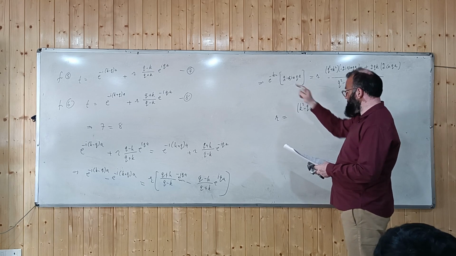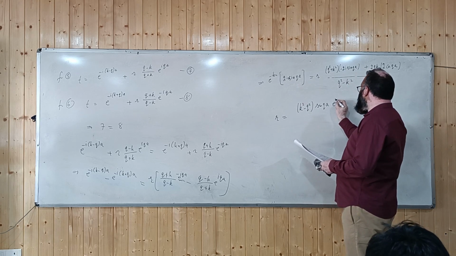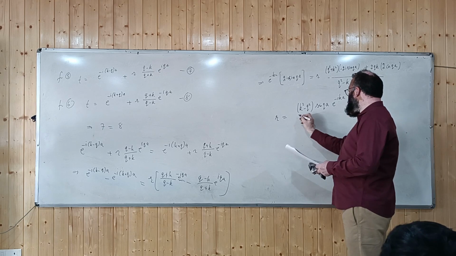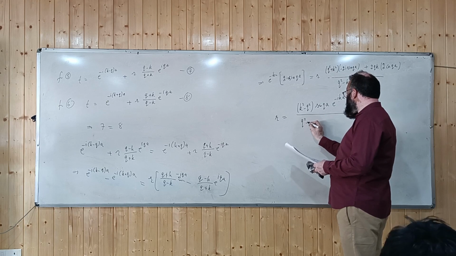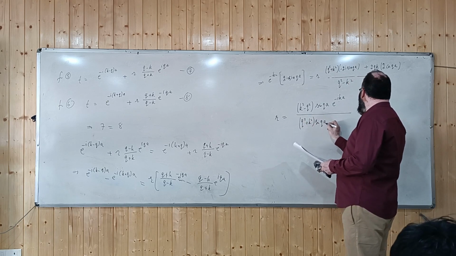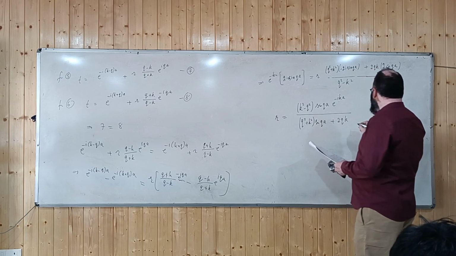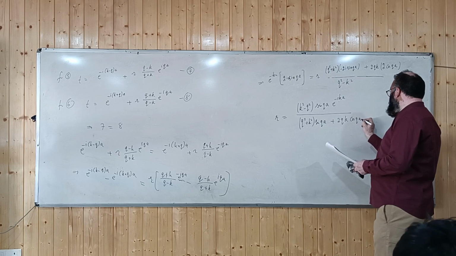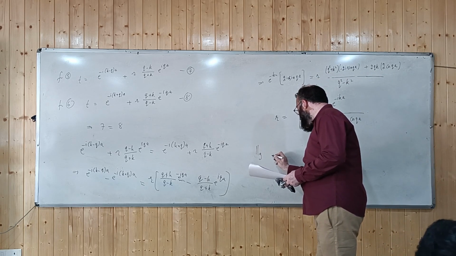So it will go on this side. So it is sine of QA e raised to power minus iKa divided by this objective, Q square plus K square, into sine of QA plus twice QK cosine of QA. Okay, so similarly you can calculate now T.